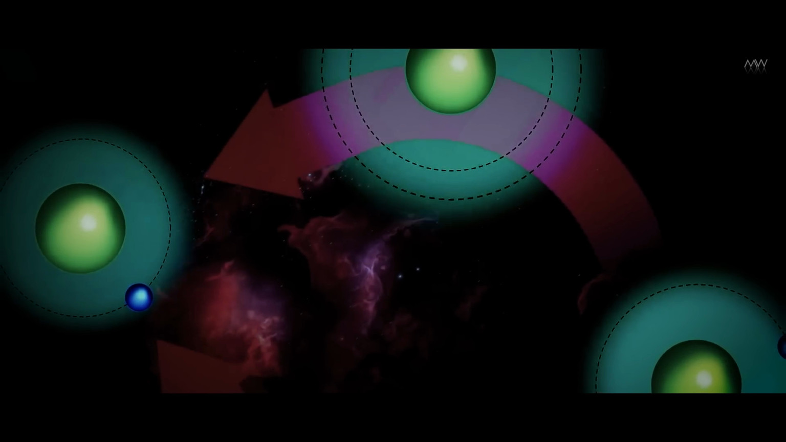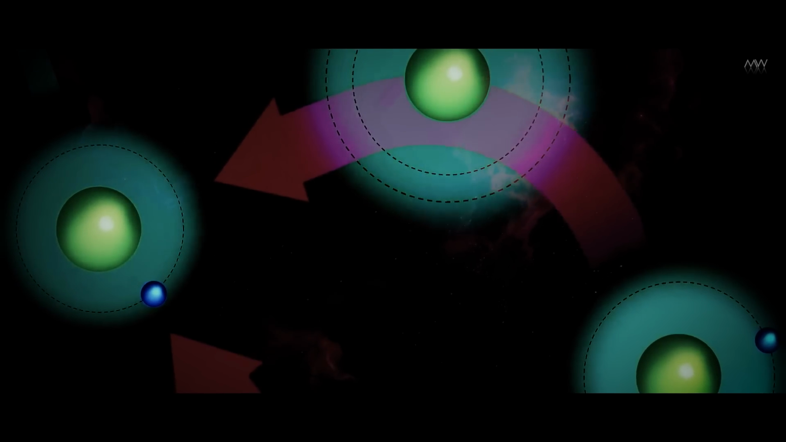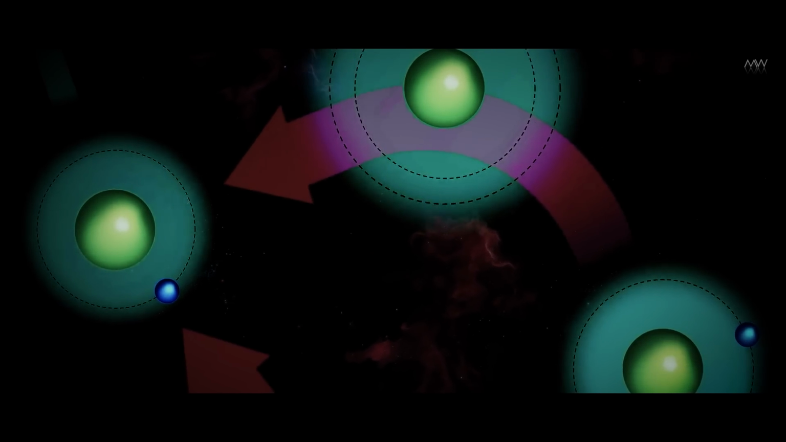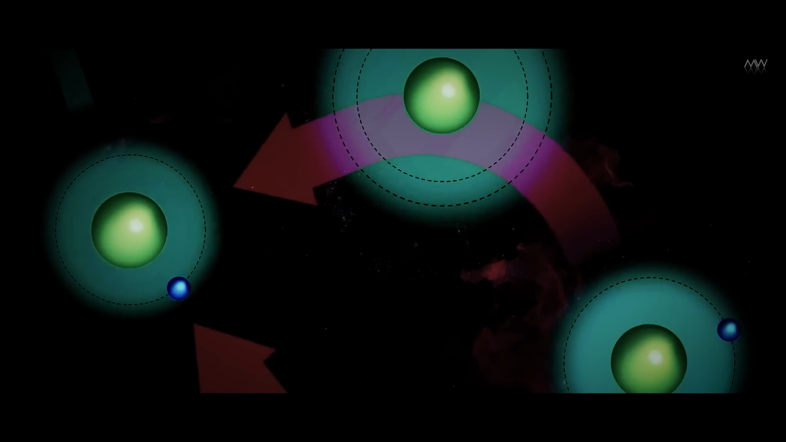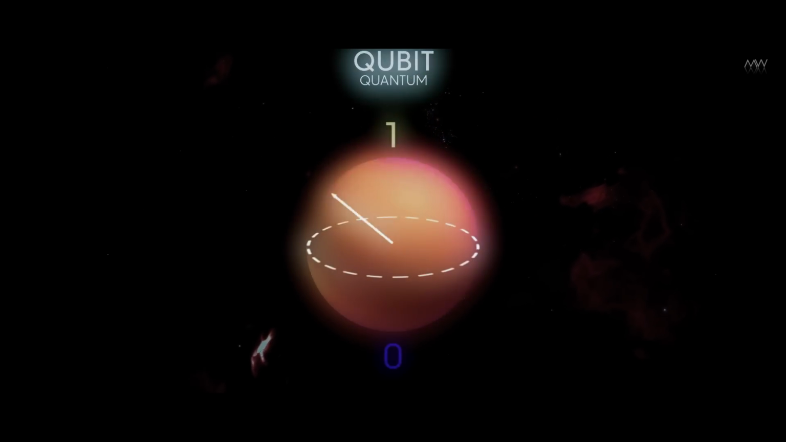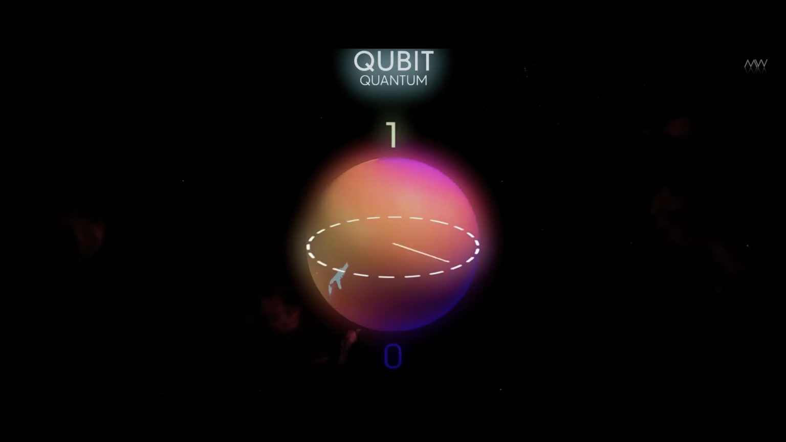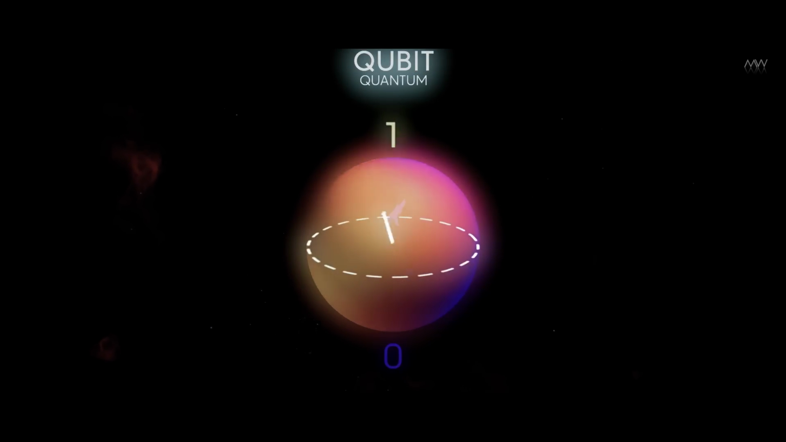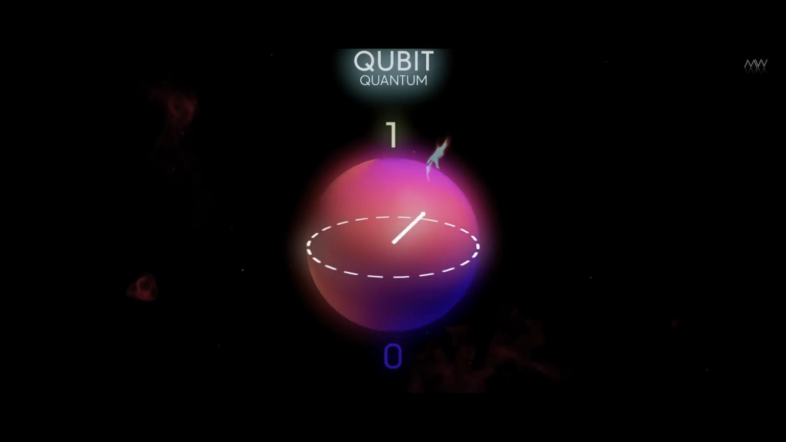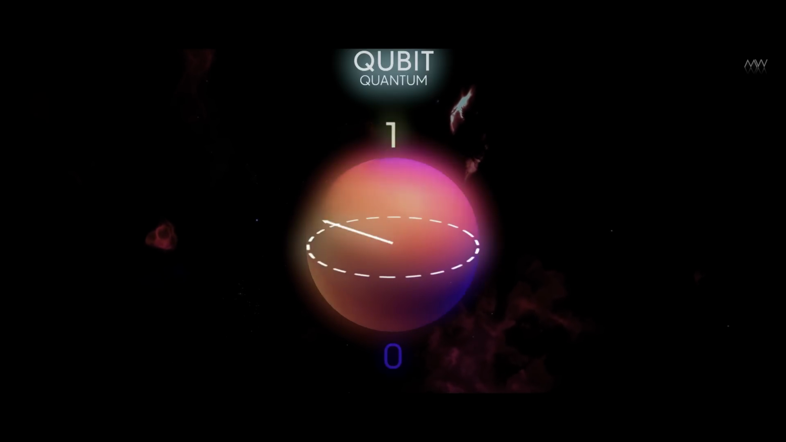Interestingly, during the transition from one orbital to another, the electron is in a state of superposition, simultaneously occupying both the lower and upper energy levels. In essence, the atom becomes a quantum bit, or qubit, capable of representing both 0 and 1 at the same time, much like Schrödinger's cat.